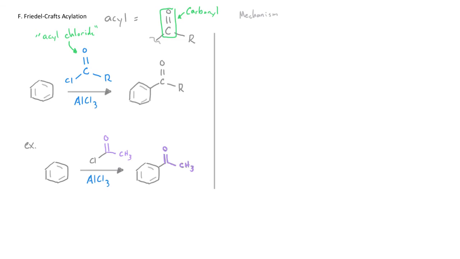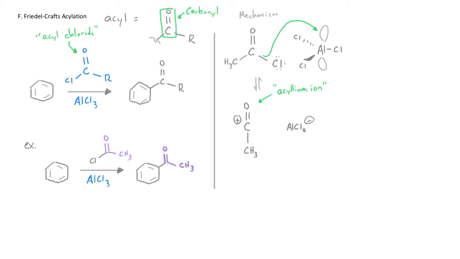Let's take a look at the mechanism for how this reaction takes place. In the first step of the reaction mechanism, we have our Lewis acid, aluminum trichloride, and our Lewis base, which is the acetyl chloride. We can show the bond breaking between our carbon atom and the chlorine atom, and a new bond forming instead between aluminum and chloride. This first step results in the formation of our strong electrophile, which is called an acylium ion.